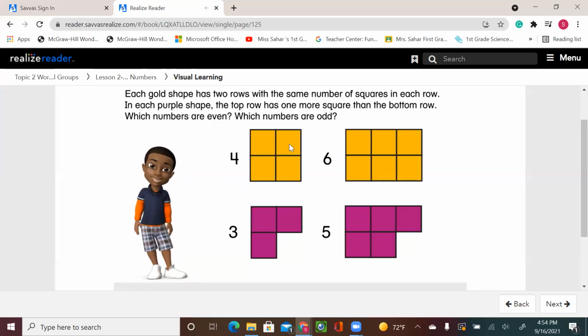So I can tell that the yellow or the golden squares for 4 and 6 are even, because as you can see, each square has a partner, or I can split them in pairs. But for the purple colors, it's not. So even numbers are 4 and 6, and odd numbers are 3 and 5.